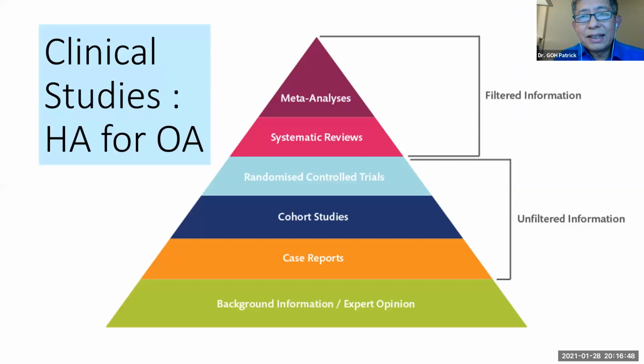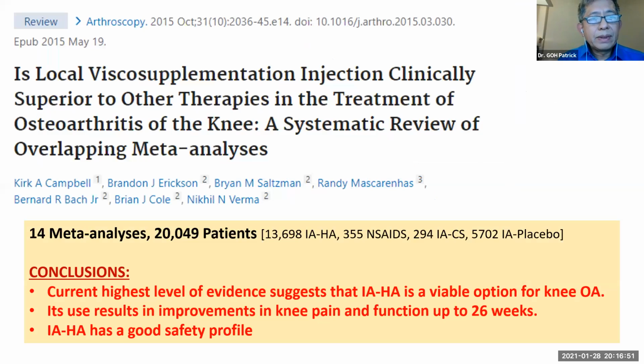So if we look at clinical studies again, this is a systematic review of meta-analyses. You take a bunch of meta-analyses and do a systematic review of them, supposedly one level higher than even a meta-analysis. The conclusion, with 14 meta-analyses and over 1,000 patients, is that intra-articular hyaluronic acid is a viable option for knee osteoarthritis. It results in improvement of knee function and pain up to 26 weeks, about half a year, with a good safety profile.